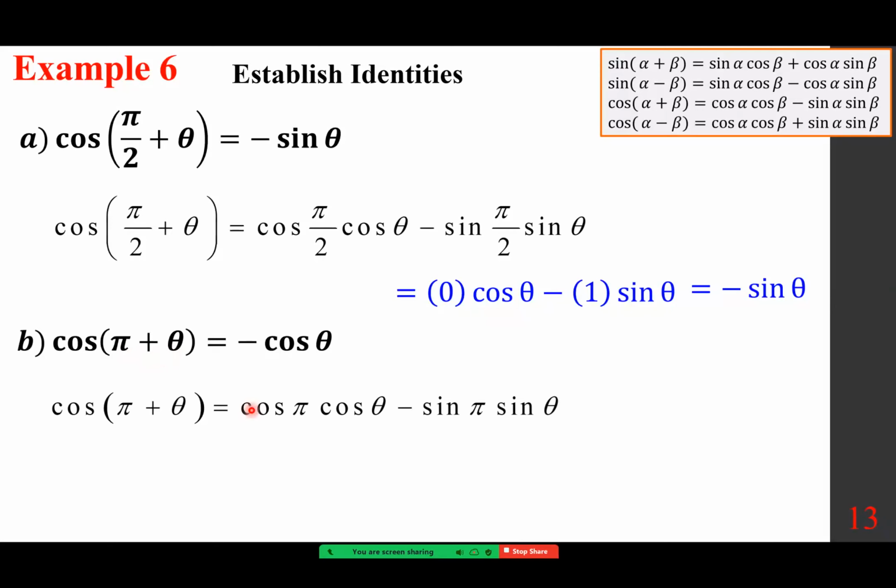So what is cosine of pi? Negative 1. What is sine of pi? 0. So this goes to 0. This goes away. This is the answer. Minus cosine theta is your final answer.